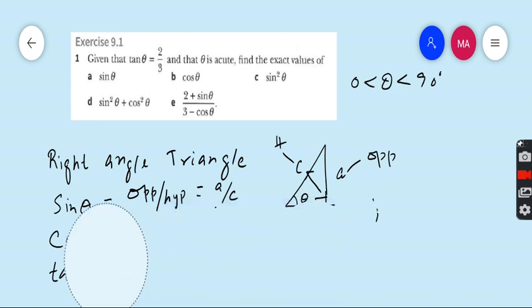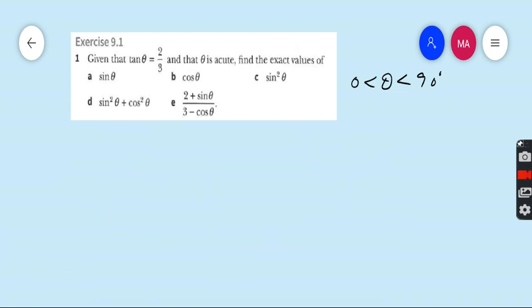exercise 9.1. Question number 1 you can see on the screen. Given that tan theta is equal to 2 upon 3 and theta is acute. Acute means less than 90. Find the exact value of part A, sine theta. In order to find the exact value of sine theta or cos theta or others, first we have to draw a right angle triangle.